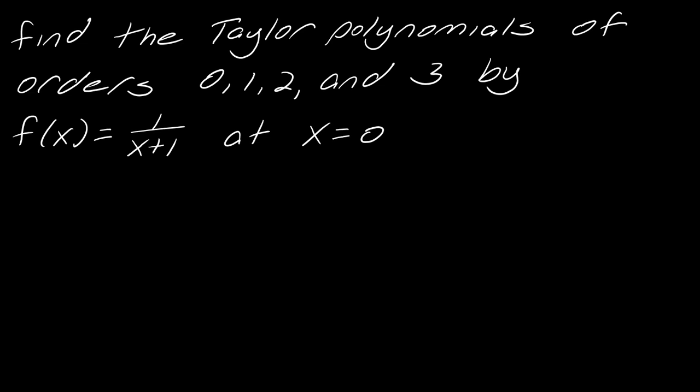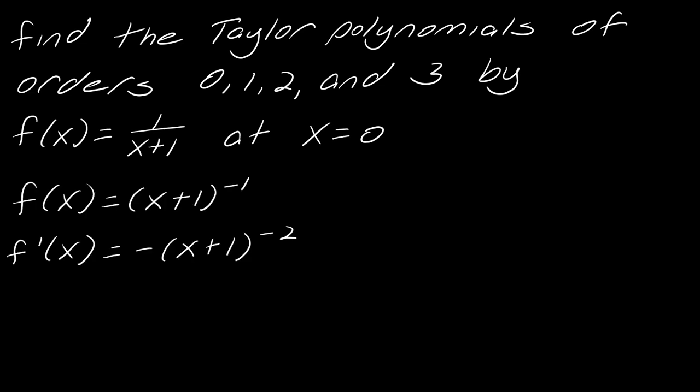Okay, well, let's think about that for a different Taylor series. So let's find the Taylor polynomials of orders 0, 1, 2, and 3 for f of x equals 1 over x plus 1 at x equals 0. So this would be a Maclaurin series, right? Okay, so what I want you to do in this case is, I'll kind of get this started with you.